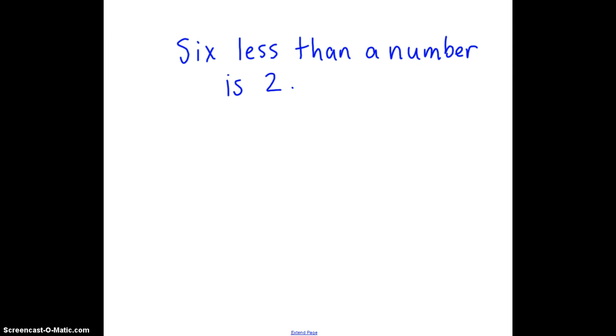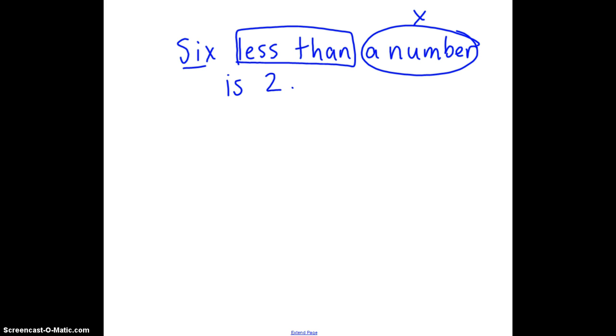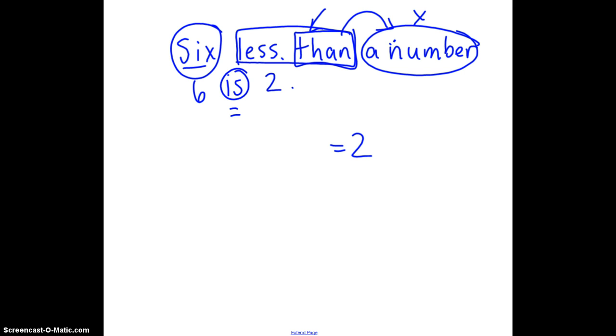Now with a sentence like this, it says 6 less than a number, this is going to be represented by my variable, and is means equals 2. So I broke that sentence apart. I know I'm going to have equals 2, but this time I want 6 less than this number. Whenever you see less than, the key word than means that the number is actually coming first. So our number is coming first.